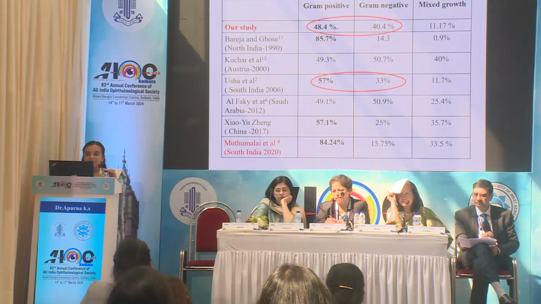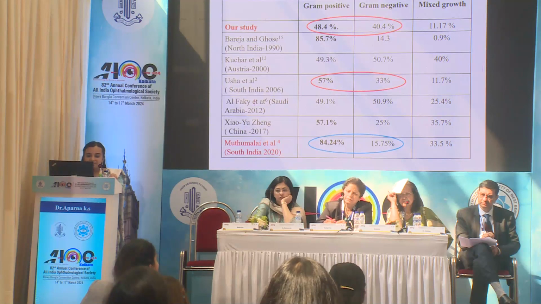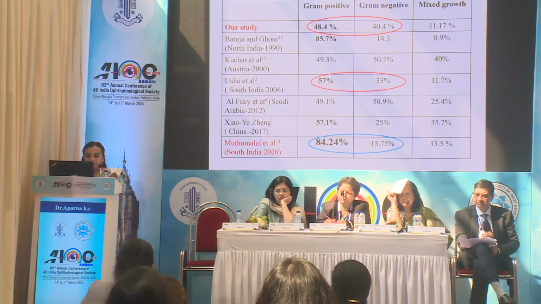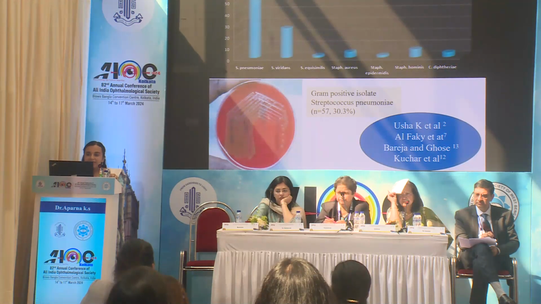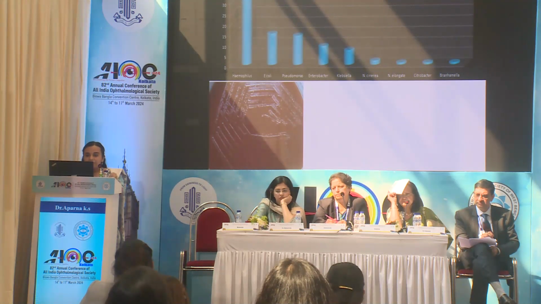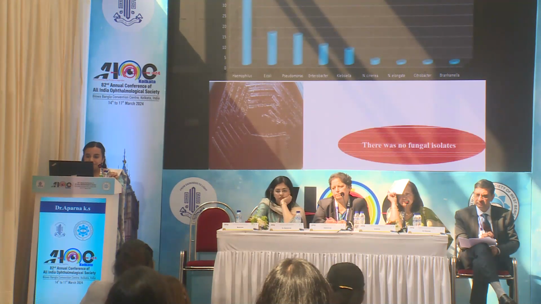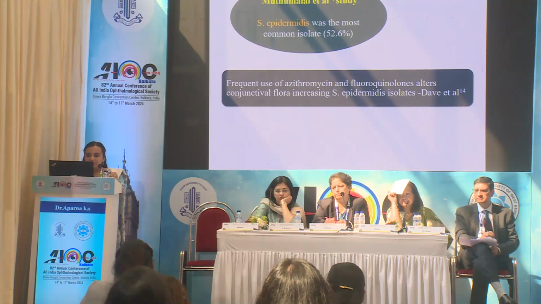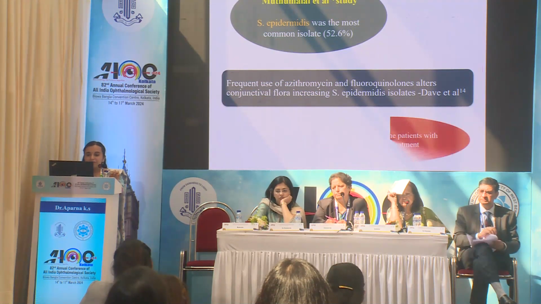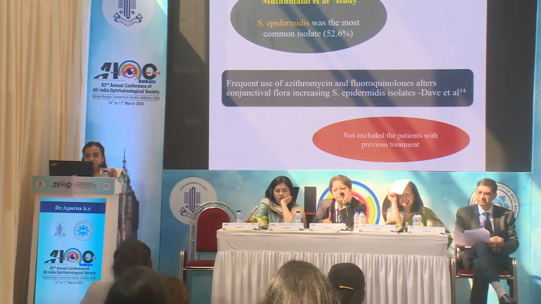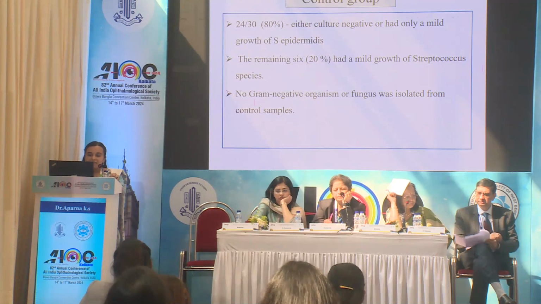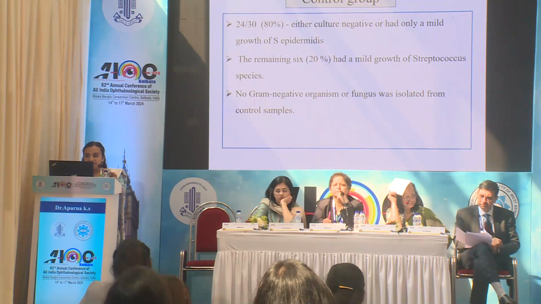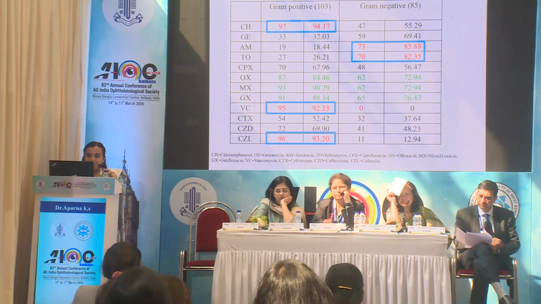Distribution of gram-positive and negative isolates is highly variable in previous studies, and we had comparable results to Ushaki et al. study done in 2006. Another recent South Indian study by Muthumalai et al. showed a higher involvement of gram-positive organisms. In our study, the most common gram-positive isolates are Streptococcus pneumoniae followed by viridans, and the most common negative organisms are Haemophilus followed by E. coli. And in the Muthumalai et al. study, Staphylococcus epidermidis was the most common isolate, maybe because the frequent use of antibiotics changed the flora towards Staphylococcus epidermidis. Among the control group, 80% were either culture negative or had only mild growth of Staphylococcus epidermidis.